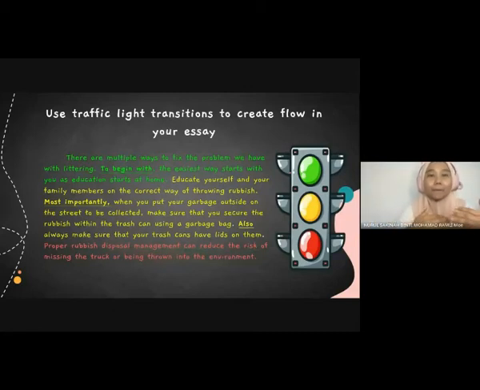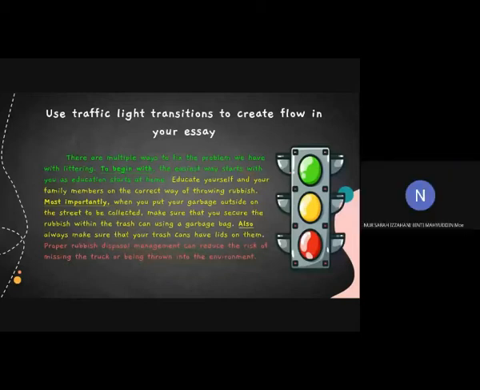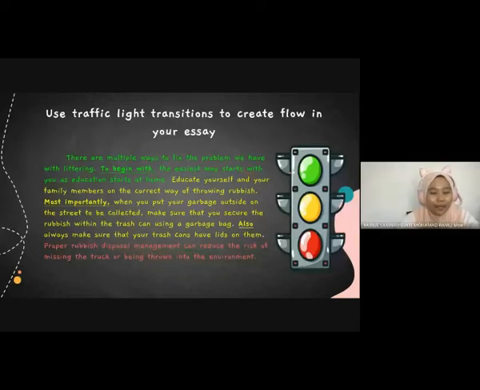So kat situ dah ada beberapa ways. Okay, ways yang pertama, make sure that you secure the rubbish within the trash can. Next, cara yang kedua, make sure that your trash cans have lids on them. Okay, so far okay tak? Is it clear to you? Yes, teacher. Okay, good. Okay, and then before you move on to the next paragraph, put a simple conclusion. A simple conclusion in relation to what you have talked about in your paragraph just now.